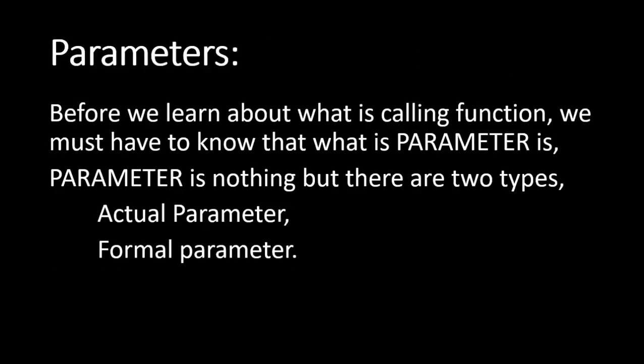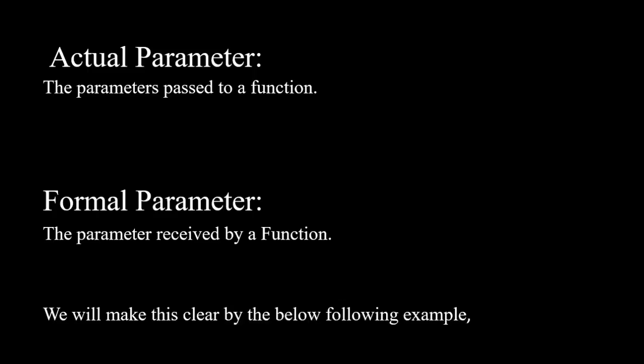Before we learn what calling a function is, we have to know what a parameter is. There are two types of parameter: actual parameter and formal parameter. An actual parameter is a parameter passed to a function, that is, what we are sending into a function. A formal parameter is a parameter which is received by a function. In simple words, the actual parameter is sending something, and the formal parameter is receiving something. We will make this clear by the following example.